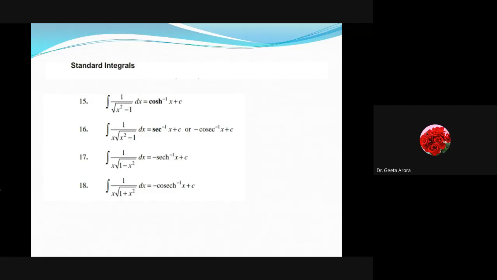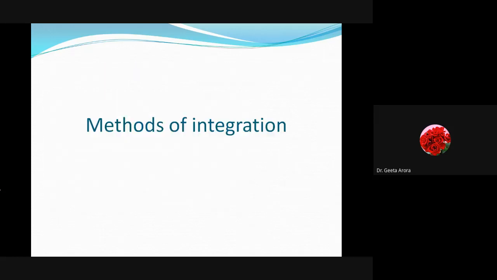So you have to go through the standard formulas, you have to learn them as such, and then you can take the benefit of all these in finding out the solutions. So these are the basics which are required for the examples. So now we have to start the methods of integration.